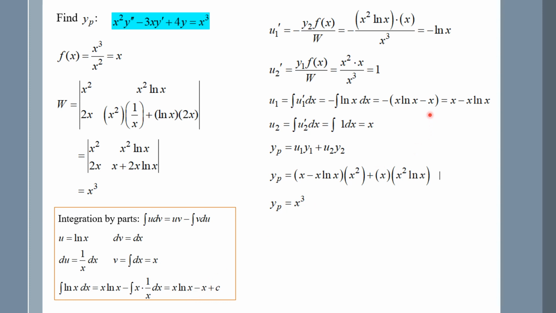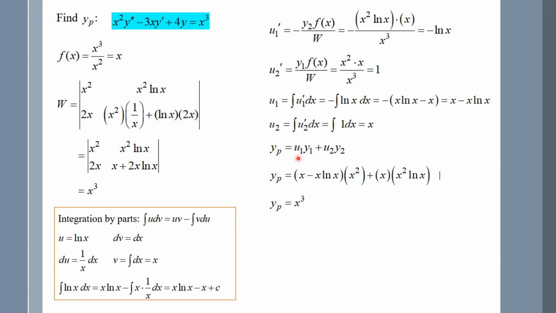So substitute into this part here. We still maintain the minus sign, and the integration of ln x with respect to x is x ln x minus x, which we got from here. Now multiply each term in the bracket by negative 1, so the answer will be x minus x ln x. The evaluation of u2 is very simple because u2 prime is just the number 1. So when you integrate 1 with respect to x, the answer is simply x.